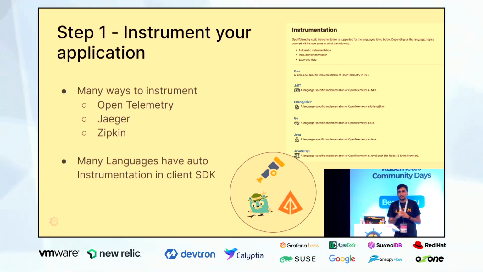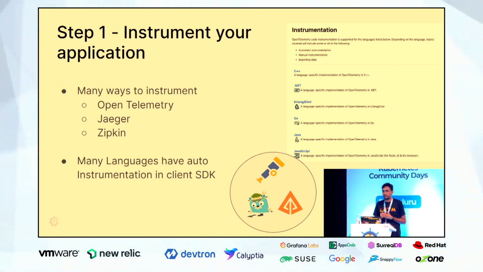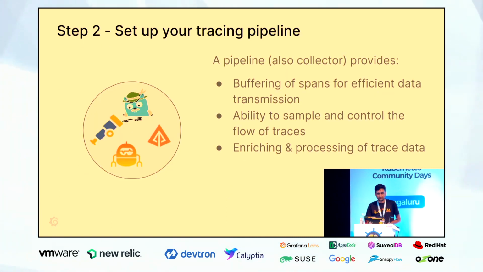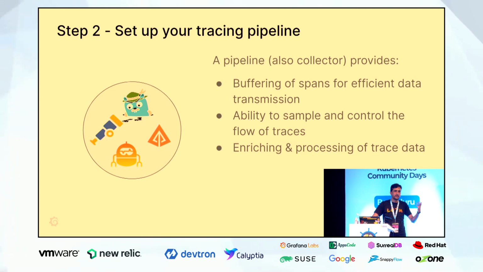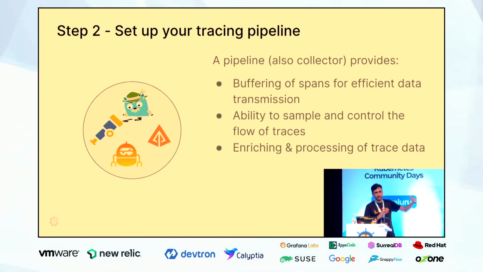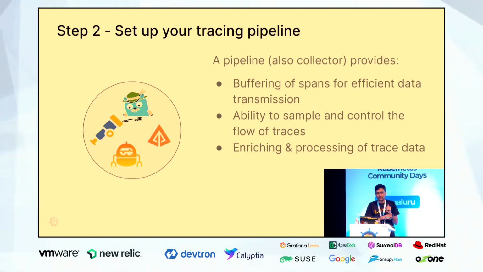But in some languages that is not possible, so there you have to instrument it yourself. Now that you have instrumented, your services are generating those spans. So you need a place, because your services are different, right? Like service A, B, C, they're running in different places. You need a place to collect all that data. That's where the collector or tracing pipeline comes in.